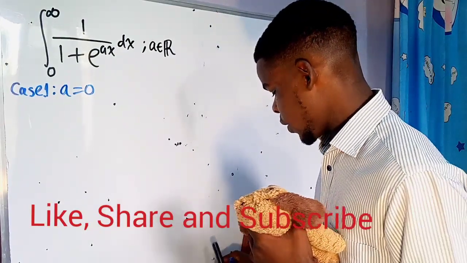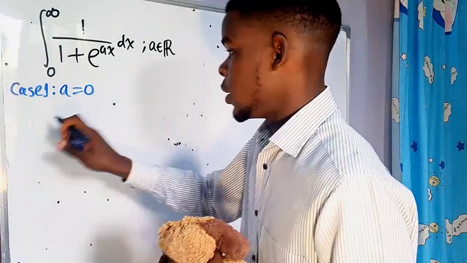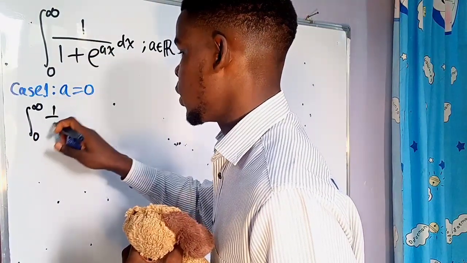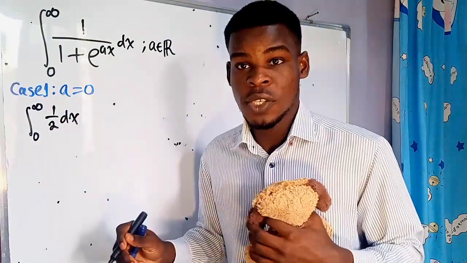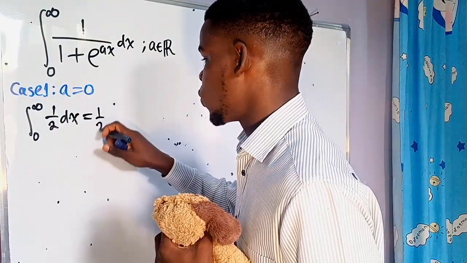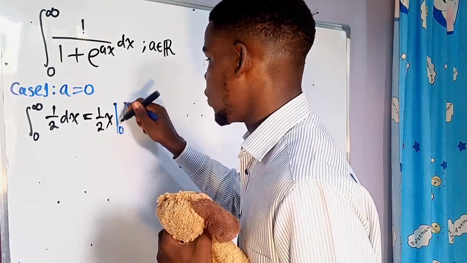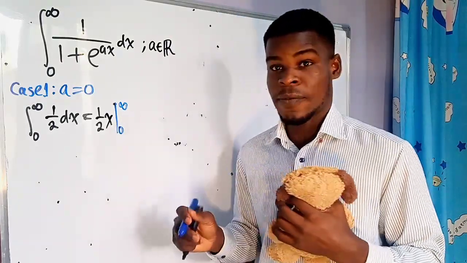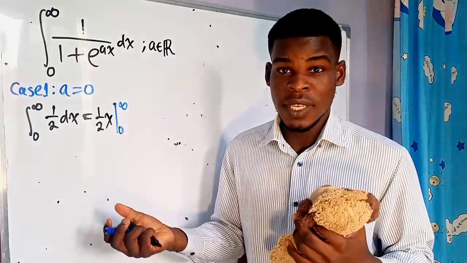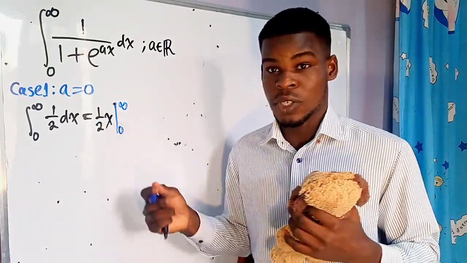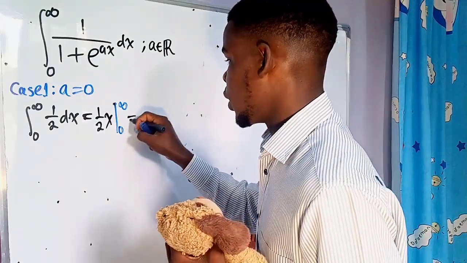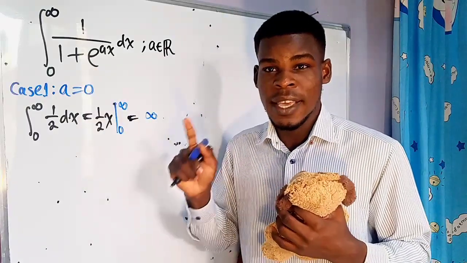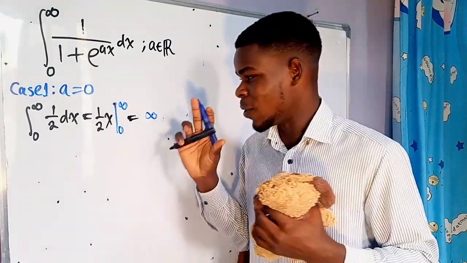So the integral becomes the integral from 0 up to infinity of just 1/2 with respect to x. Integrating 1/2 with respect to x, you are going to have 1/2 x, and we have to take this from 0 up to infinity. When we substitute infinity, what we really mean is as x approaches infinity, 1/2 times x approaches infinity, and then we subtract the value when x is 0, which is just 0. So everything here becomes infinity. Since this is infinite, that means the integral diverges when a is 0.